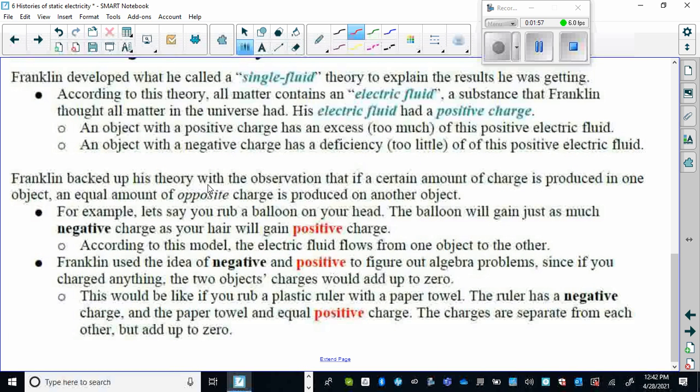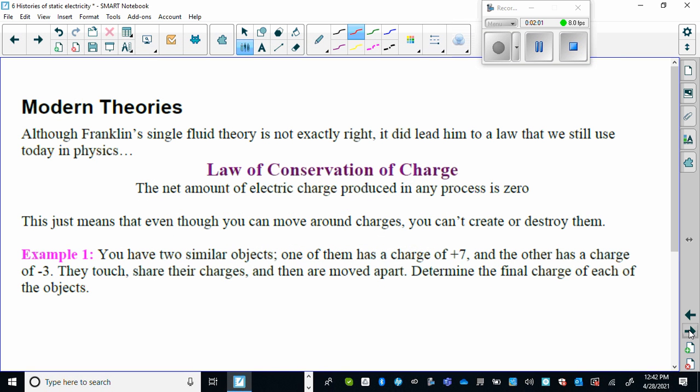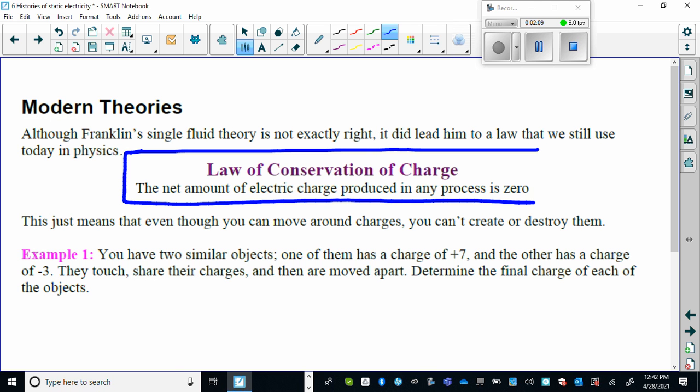Okay, and we're going to talk more about this in the next lesson, and then we go to the second really important thing, which is the conservation of charge. Conservation of charge, and this is on your formula sheet. It's one of the physics principles on your formula sheet, that the net amount of electric charge produced in any process is zero. So charge cannot be destroyed nor created, just like energy and matter cannot be destroyed nor created.